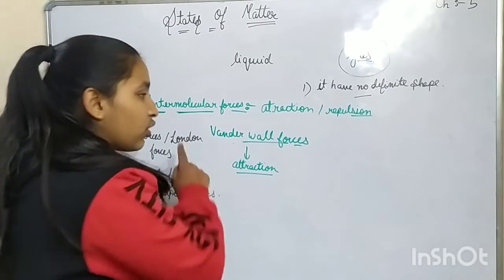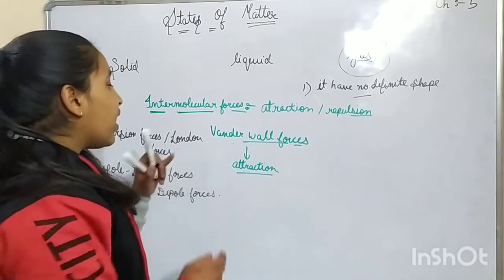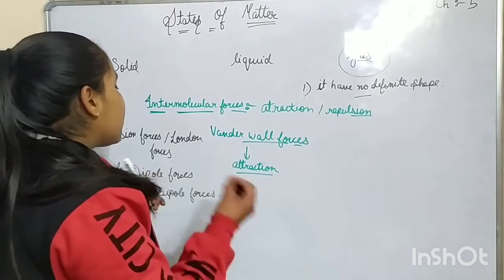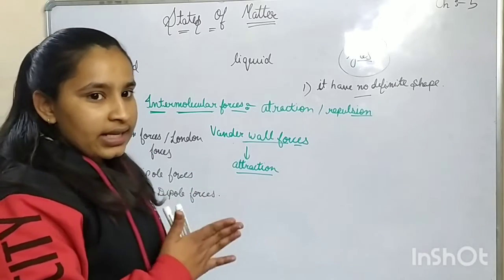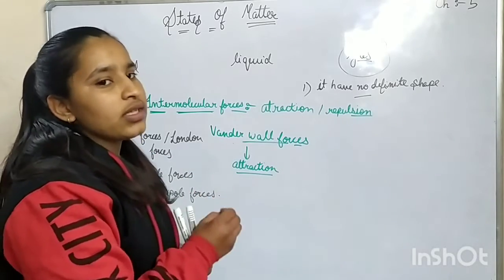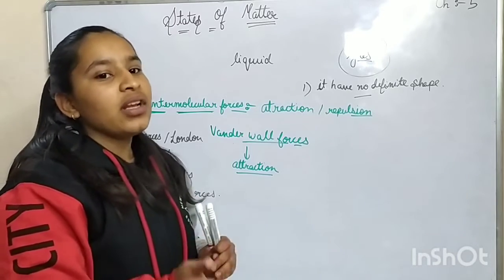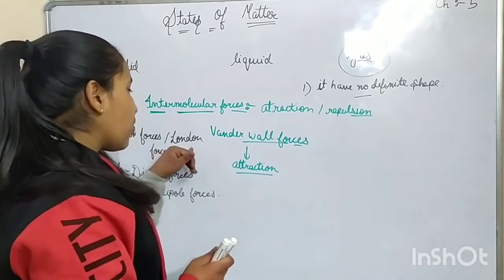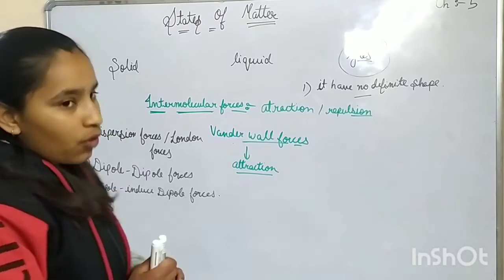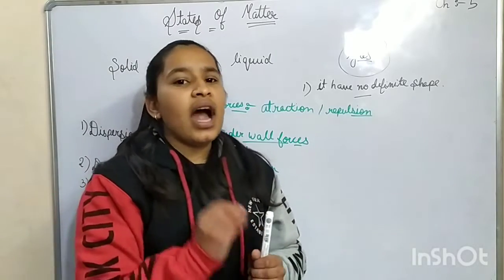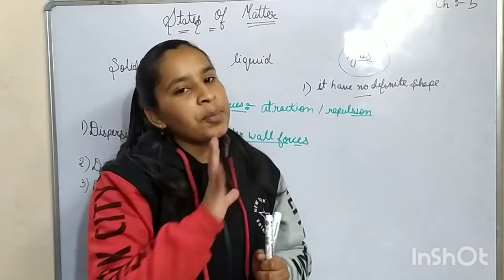First is dispersion forces or London forces. London forces is named after the scientist who discovered these forces, whose name was London something. So this is on their name. But dispersion forces are the type of forces which are not permanent.